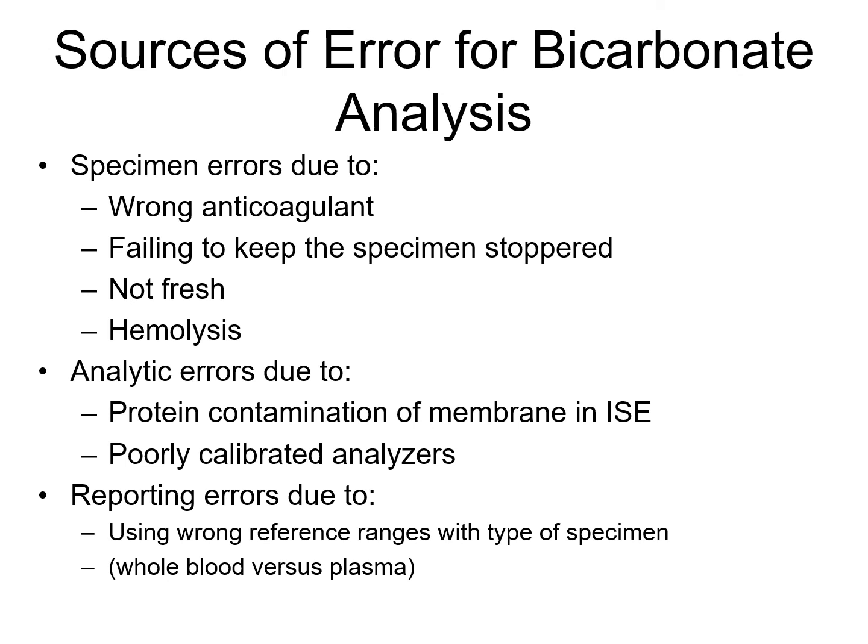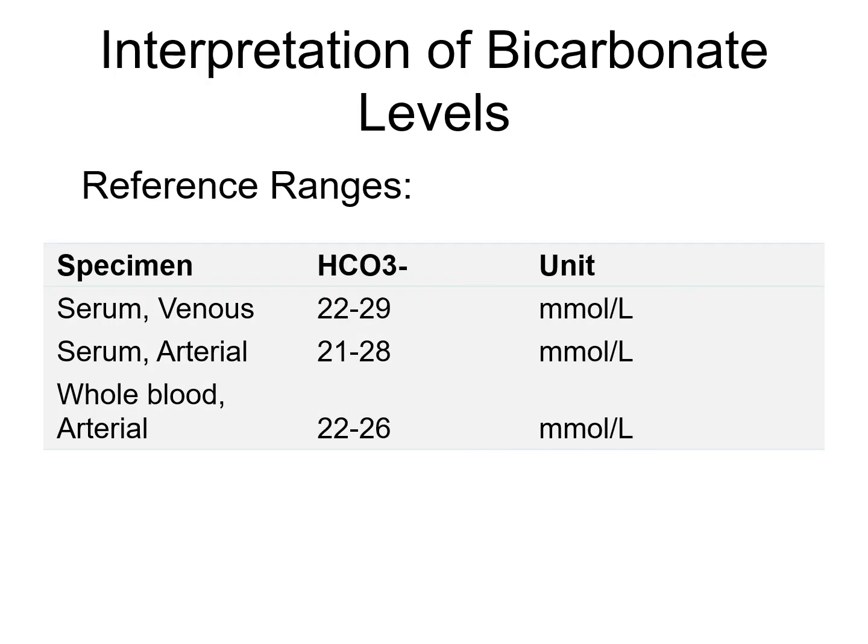Reporting errors happen when we use the wrong reference range, or if we use the wrong sample in the reference range. These are the normal reference ranges. Venous sample is 22 to 29. Serum sample, arterial sample is lower, 21 to 28. Whole blood arterial sample is 22 to 26 millimoles per liter.